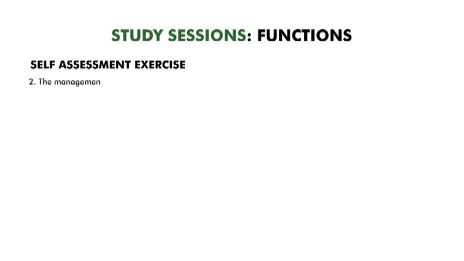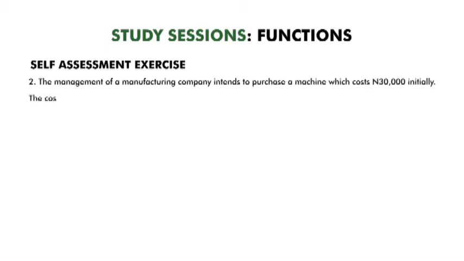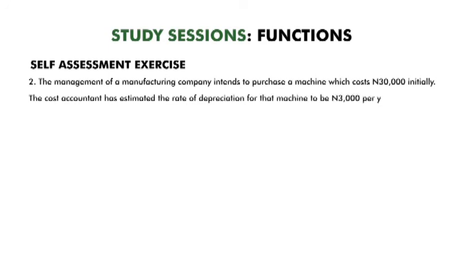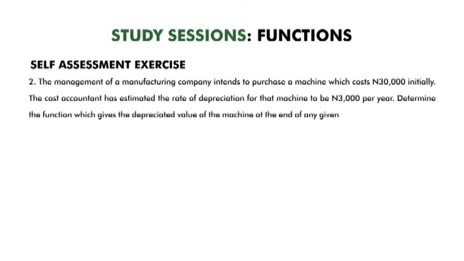2. The management of a manufacturing company intends to purchase a machine which costs 30,000 naira initially. The cost accountant has estimated the rate of depreciation for that machine to be 3,000 naira per year. Determine the function which gives the depreciated value of the machine at the end of any given year. How many years will it take to depreciate the machine fully?